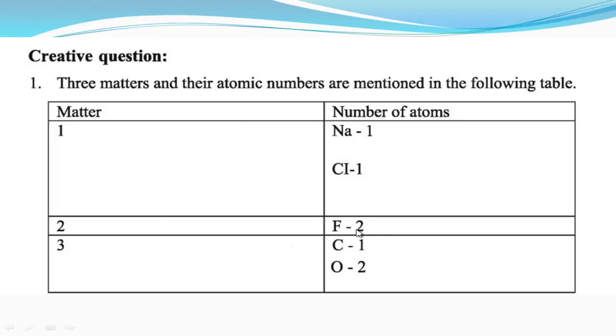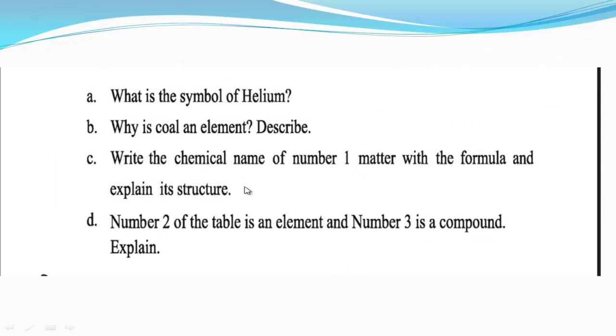So this is obviously an elementary molecule because here there is only one type of element, that is fluorine. 2 atoms of fluorine are combined together and form a molecule. So this is an elementary molecule. But in the third matter, there is more than one type of element present, that is carbon and oxygen. So this is obviously a compound, and that is the carbon dioxide compound. Like this way you have to explain.